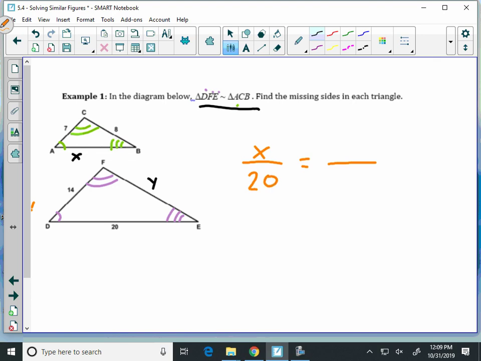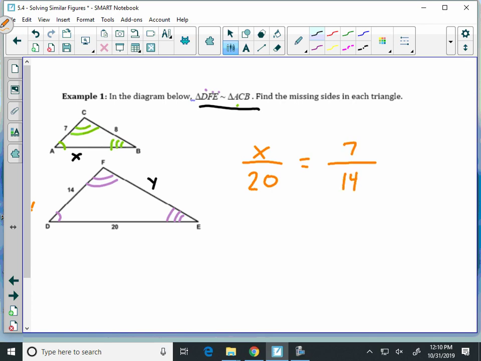We have to then set up this next fraction. Again, you have to stay consistent. The top triangle is in the top, so when we set up the second fraction, we have to follow that same pattern. Give me another side in that top triangle. 7. Okay, 7 is in between 1 and 2 arcs. What side in the other triangle is in between 1 and 2 arcs? 14. So we're going to say 7 over 14.